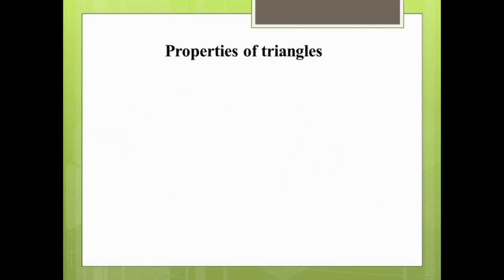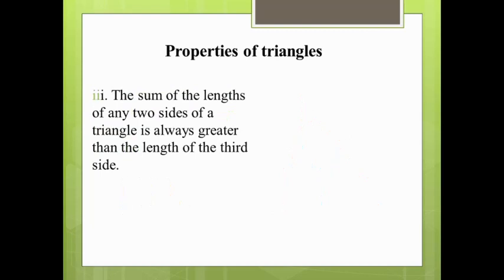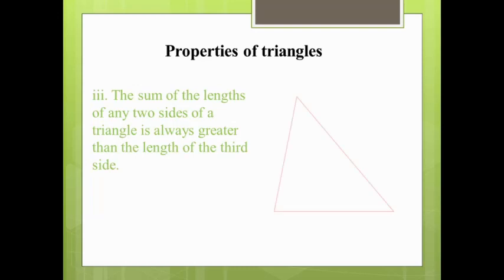Our next property of triangles is this: the sum of the lengths of any two sides of a triangle is always greater than the length of the third side. This property tells about the lengths of the sides. If we have a triangle ABC, and the side opposite to A is small a, opposite to B is small b, and the side opposite to C is small c, then this property tells that if we add any two of these three sides, the answer must be greater than the third side.